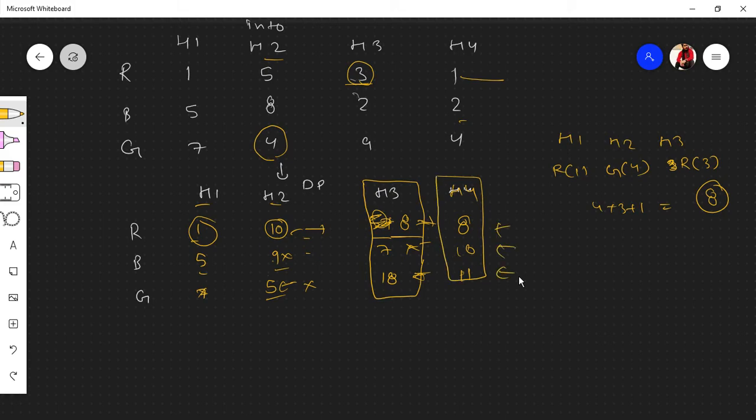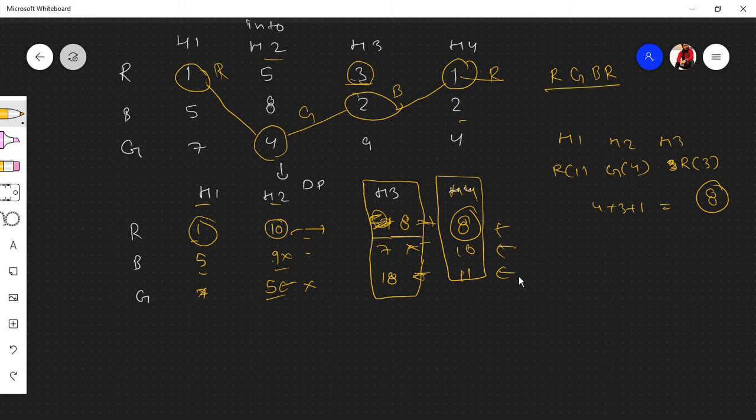Now the minimum is 8. So which path should you follow? You should follow this path. You can eventually see here also, paint it with 1, then paint this with 2, then paint this with 4, and paint this with 1. Basically red, green, blue and red again.